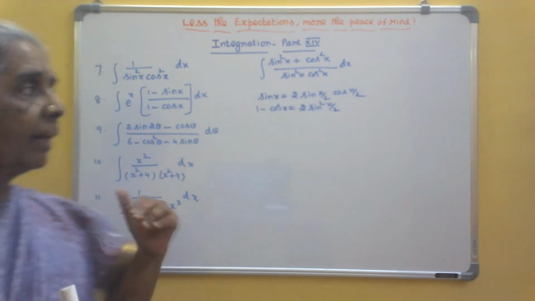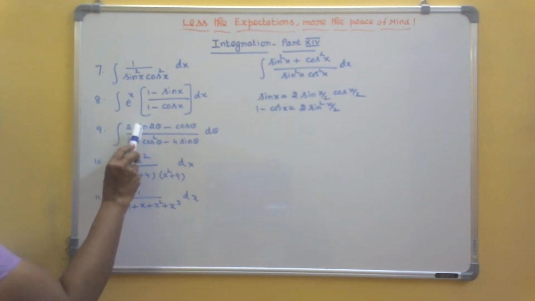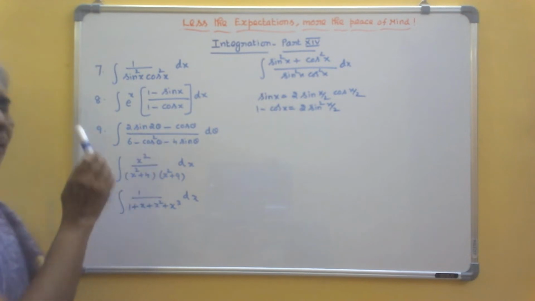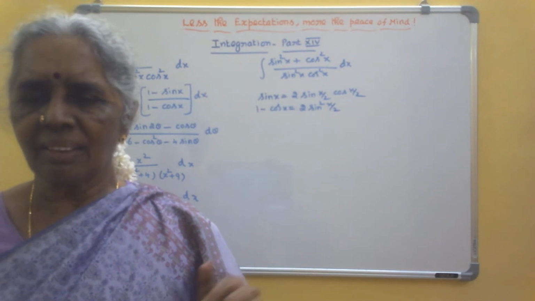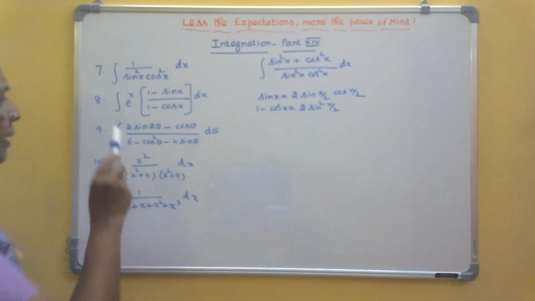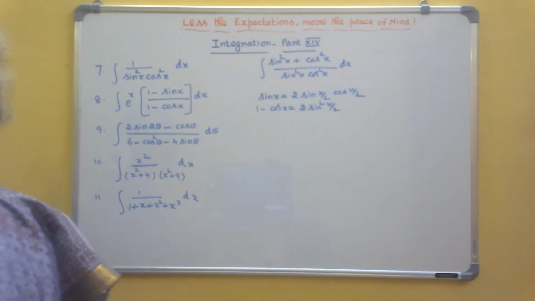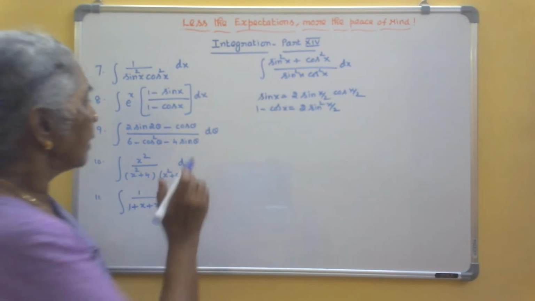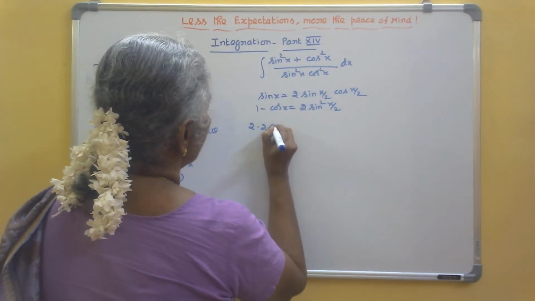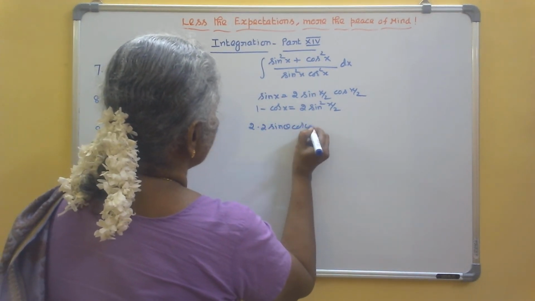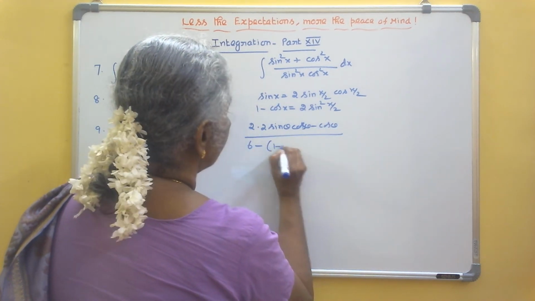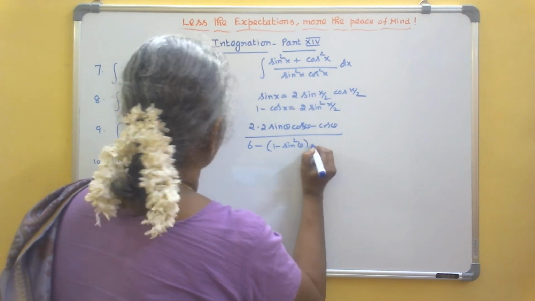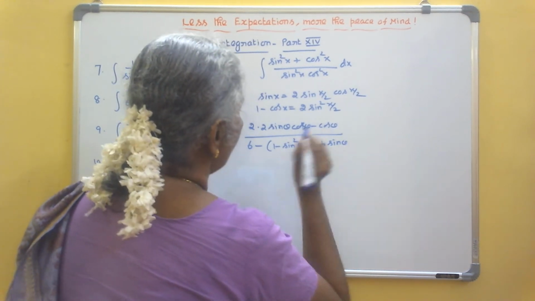Okay? Then the 9th one. Integral 2 sin 2 theta minus cos theta by 6 minus cos squared theta minus 4 sin theta. Here also nothing straight, right? So first what we can do, that sin 2 theta I can write it as 2 sin theta cos theta, isn't it? Then I can write that as 2 sin theta cos theta minus cos theta, 6 minus this cos squared theta, I will write 1 minus sin squared theta, 4 sin theta.